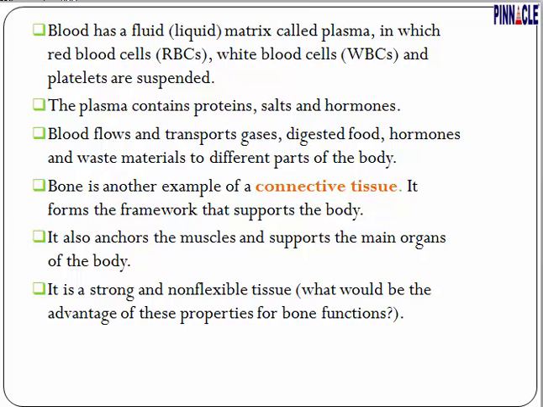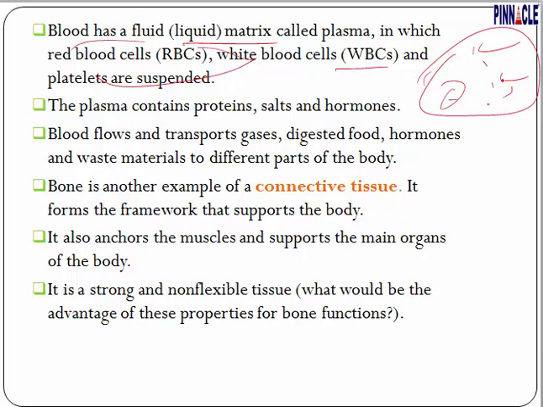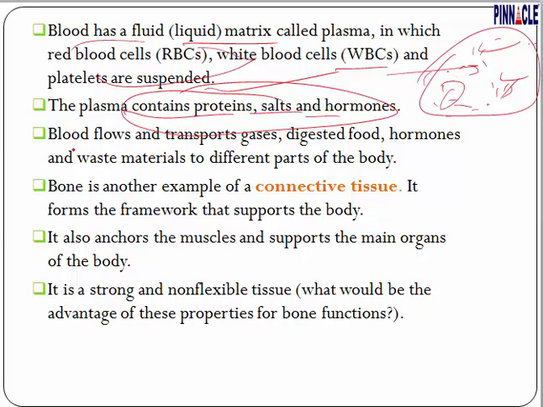Blood has a fluid matrix called plasma, in which red blood cells, white blood cells, and platelets are suspended. You can say in plasma, RBC, WBC, and platelets are all suspended, and that makes blood. Plasma contains protein, salt, and hormones. So this means hormones are there in the blood. Blood flows and transports gases, digested food, hormones, and waste material to different parts of the body. These are the transport roles of blood.